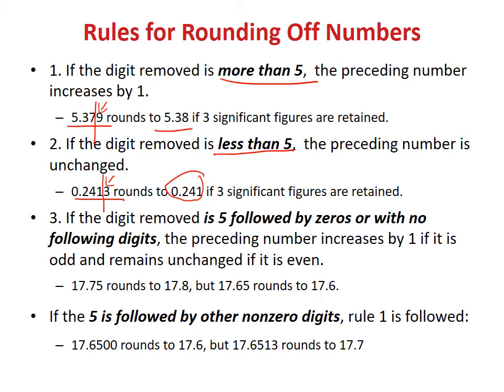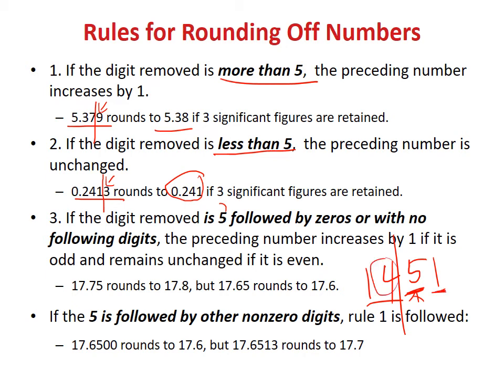What if the digit you want to remove is 5? If it is 5, then it depends on the numbers before it and after it. If this is the digit you want to remove, but you have a non-zero number after it, then you definitely want to add 1 to the number before it. So let's say you want to go to 4, and 5 needs to be removed, and because you have 1 after it, you need to add 1 to 4.